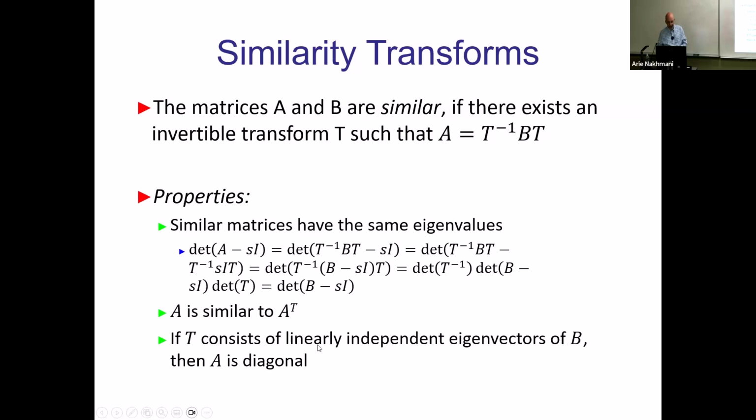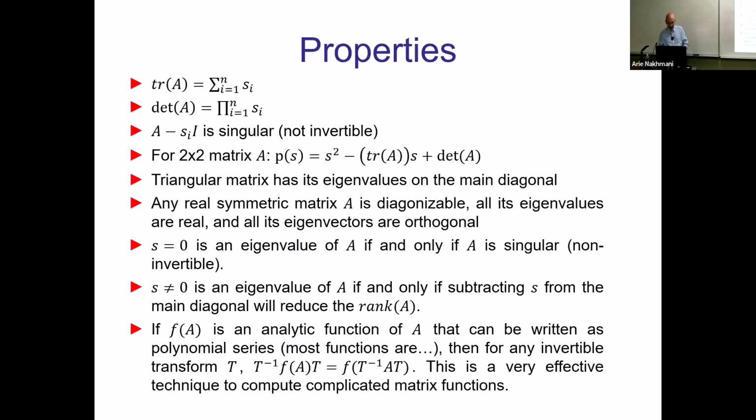If T consists of linearly independent eigenvectors of B, then A is diagonal, which is again almost obvious because this is exactly the diagonalization problem, right? So if you're taking eigenvectors and putting them in the transform matrix T, you'll get a diagonal matrix. That's how we do diagonalization.